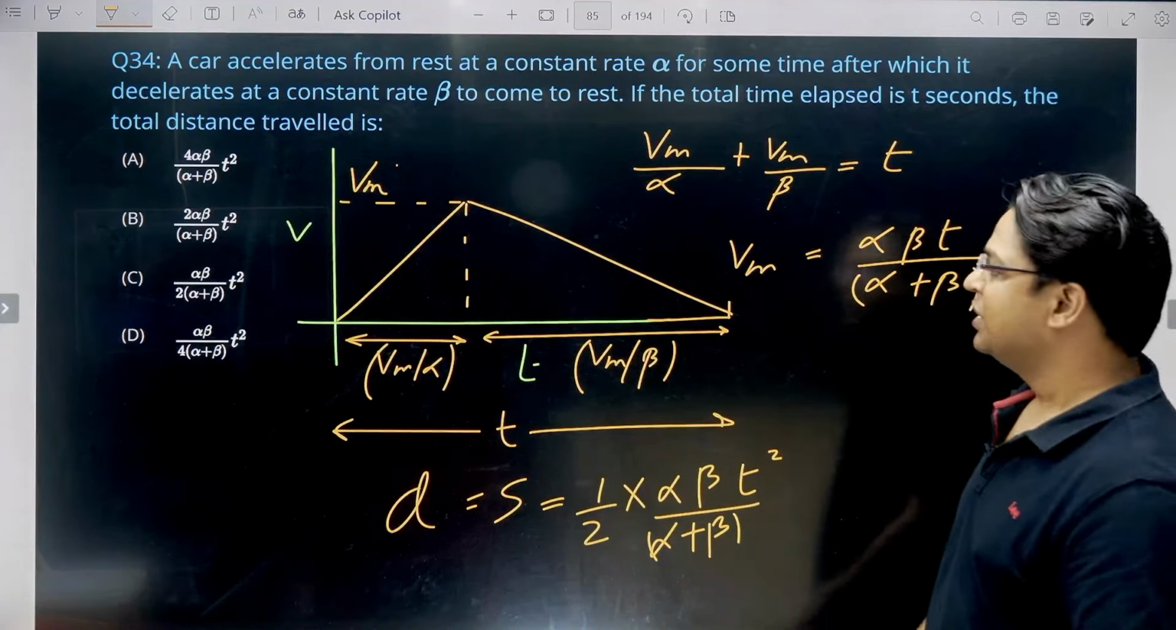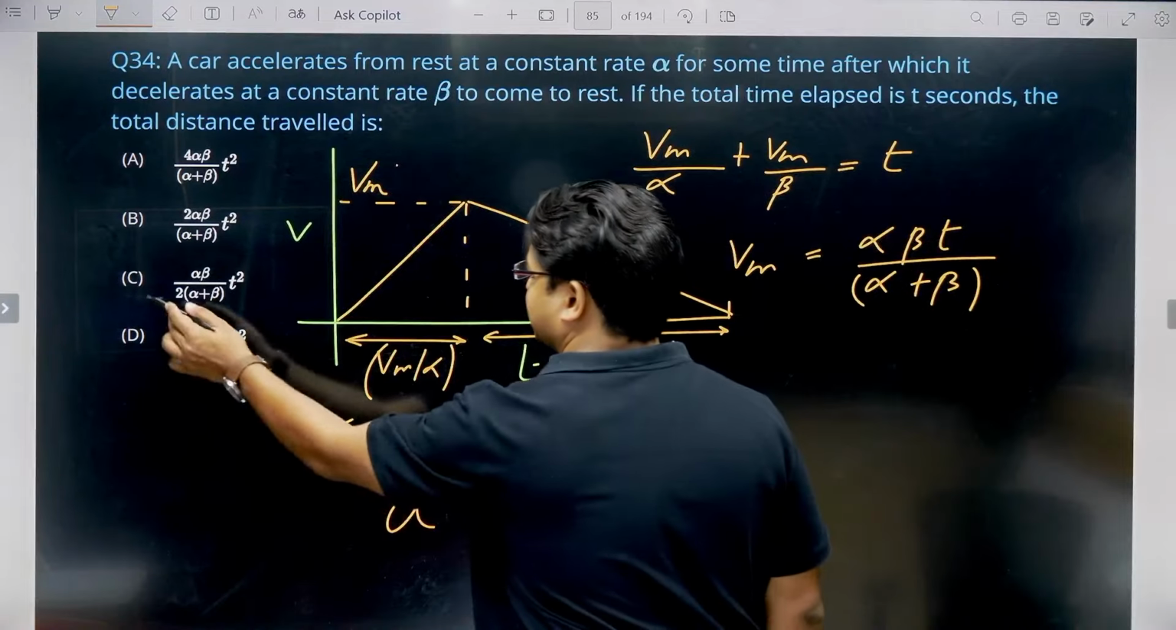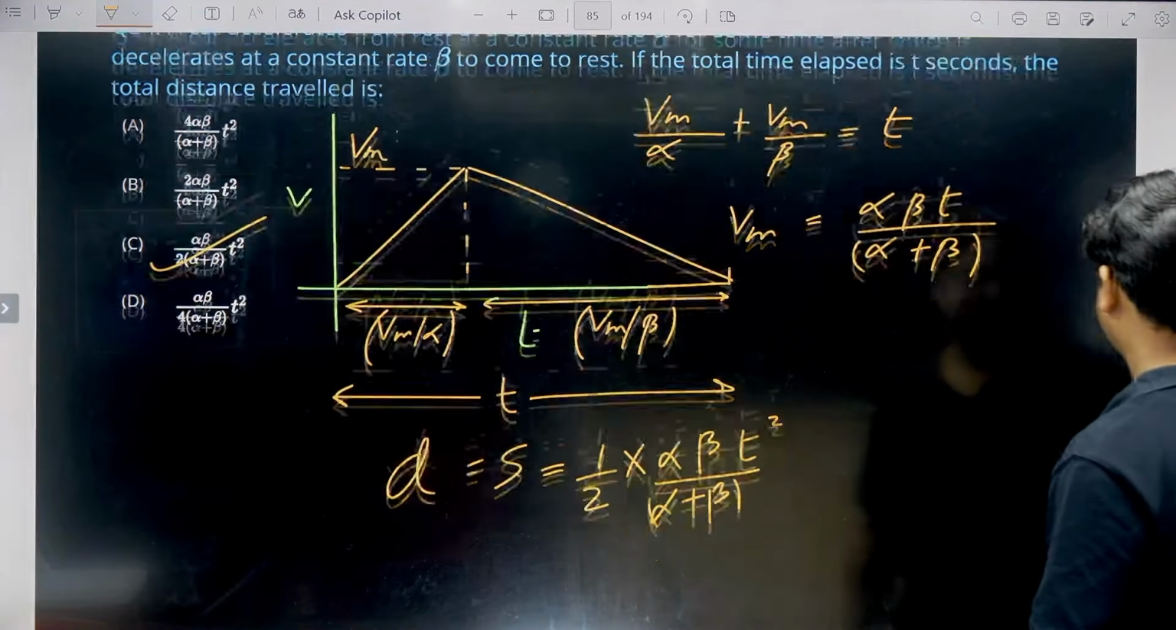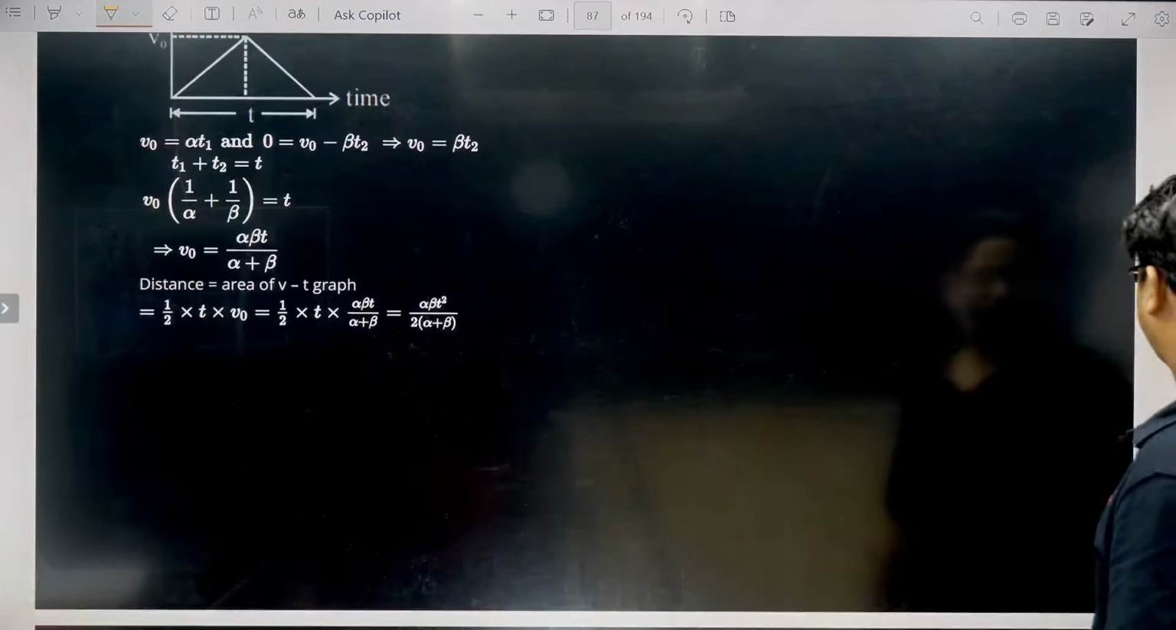So this is the answer. So alpha beta t square upon 2, option C looks like the correct answer. Okay, so we can see C option is the right answer. Is that okay, everyone? Right.